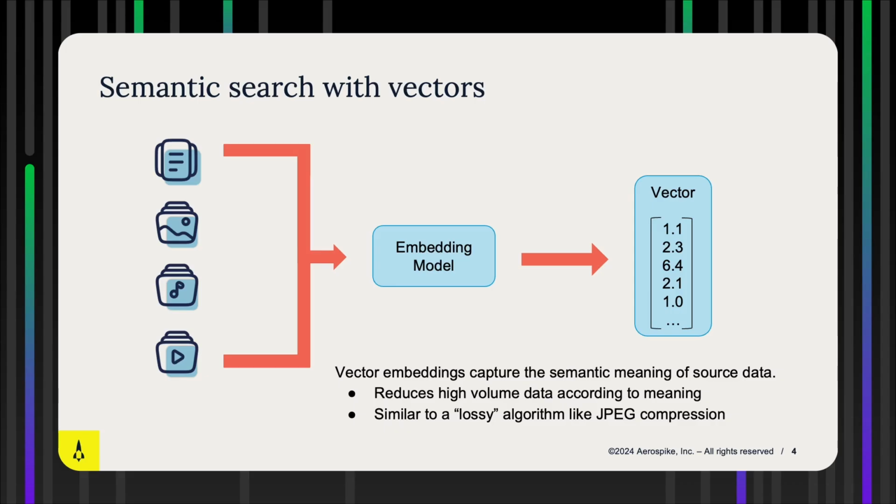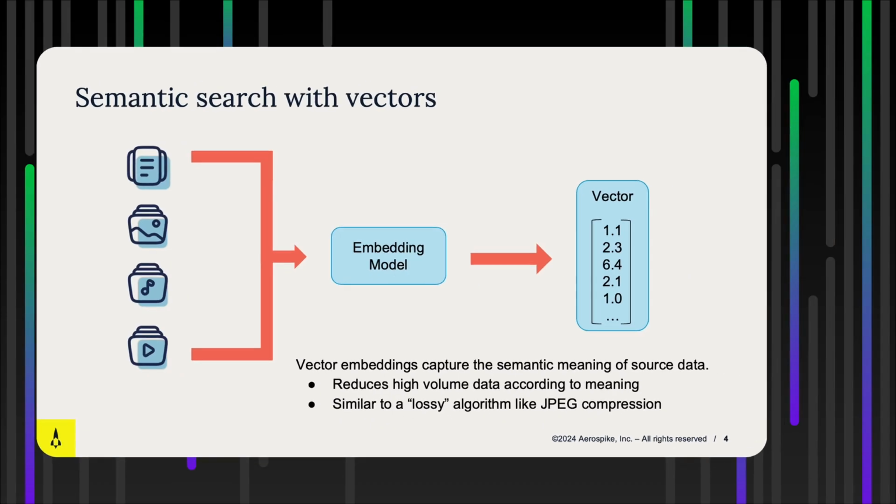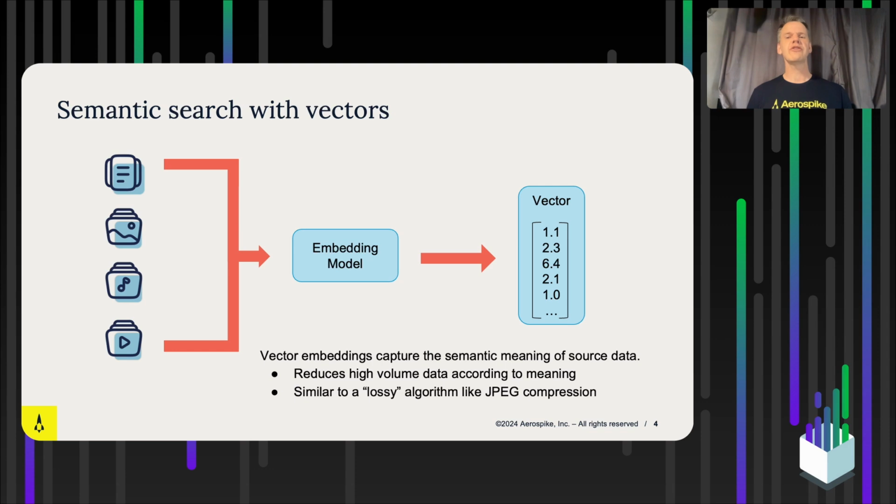numbers. Now, these algorithms, these embedding models, are typically lossy. They take the information and they reduce it down into a mathematical representation, but it loses information as it does that. So it's similar, if you will, to doing something like a JPEG compression. It looks the same, but it's slightly lower fidelity. It's got less information, but it represents that original object in its entirety.